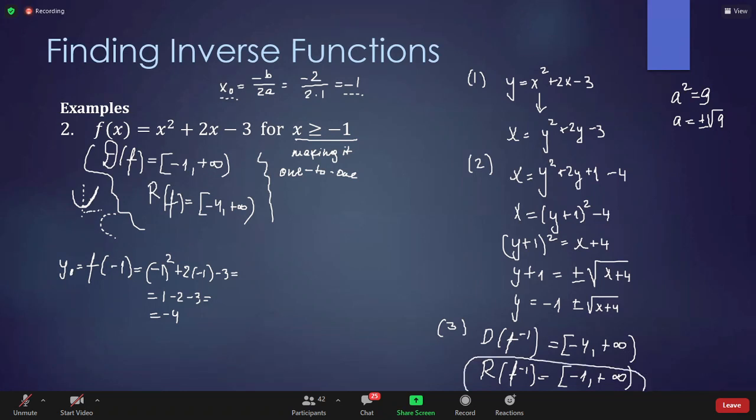Now have a look at this. Minus 1 plus or minus. To go in the positive direction from -1, we need to add that square root, not subtract. If we subtract, we get less than -1. We need to add that positive root.